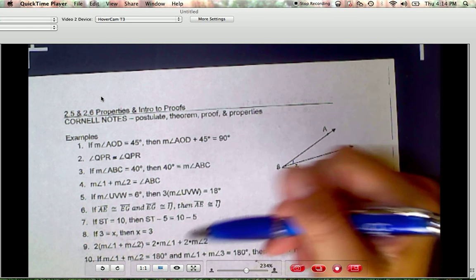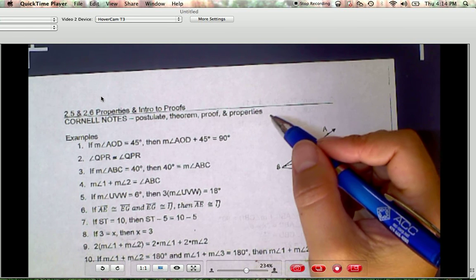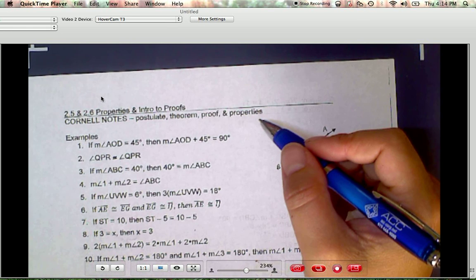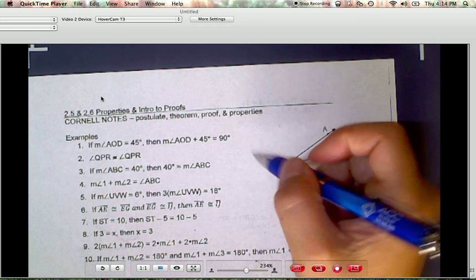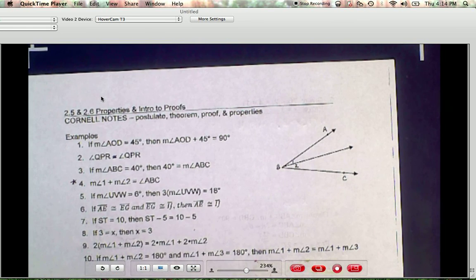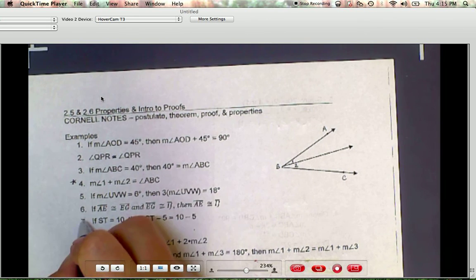Now let me give you a few hints. There are a couple that you may not know. Number 4, you might have some trouble with. And number 10 is a challenging one. So I want you to try to figure out what that one's going to be. And let me give you one of them. Number 7. I'm going to give you 7.